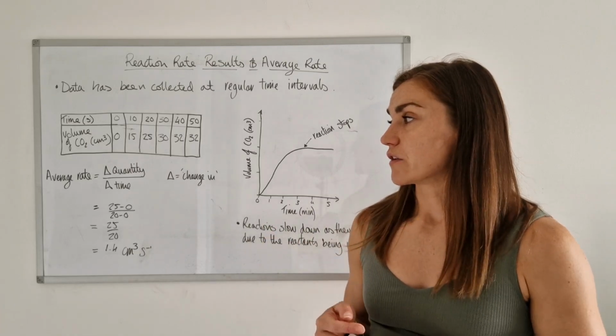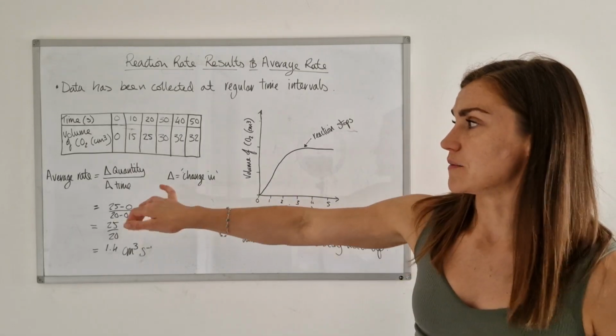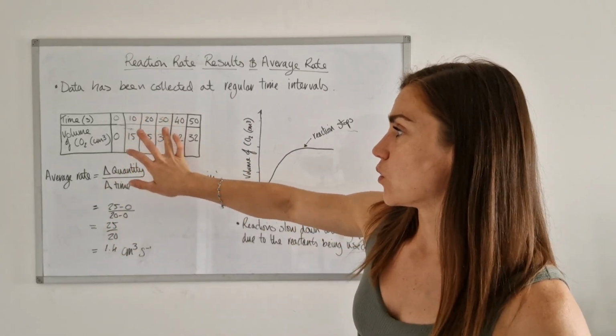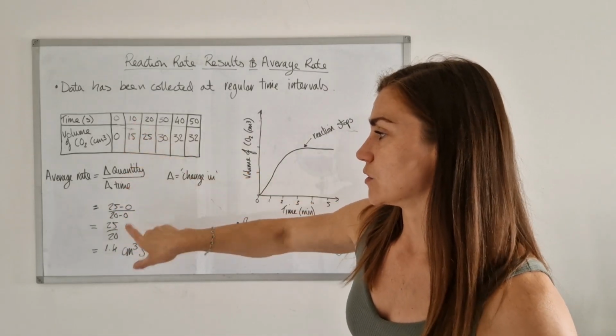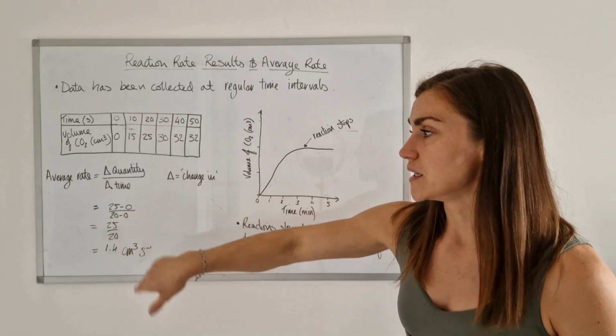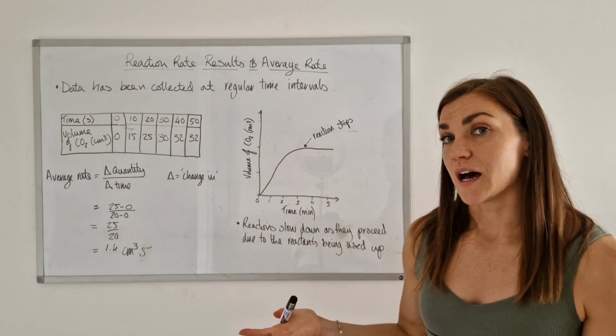If we were asked to calculate the average rate between 10 and 30 seconds, we would do the exact same thing, but we would have 30 minus 10 on the bottom here, and then the quantity at 30, which was 30, minus the quantity at 10, which is 15. So it would end up as 15 over 20, and then you would just put it in your calculator. And it's as easy as that.